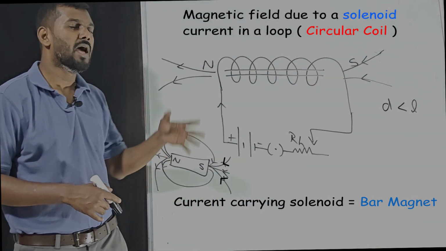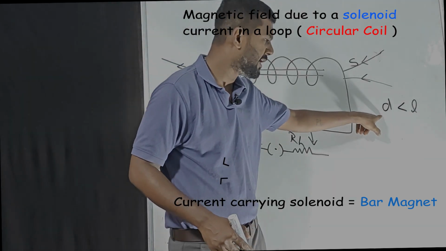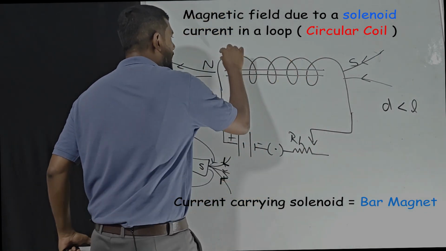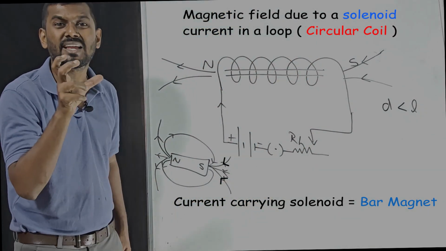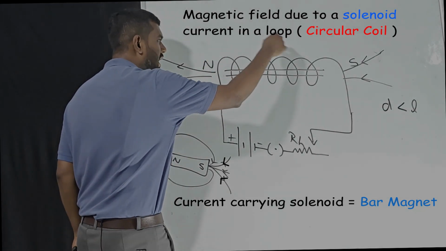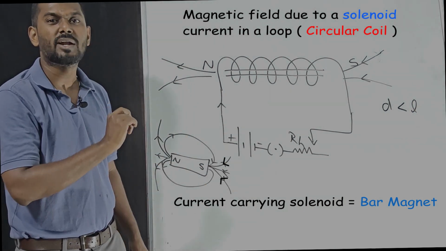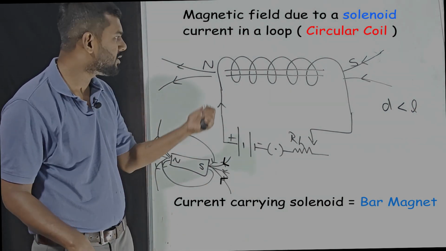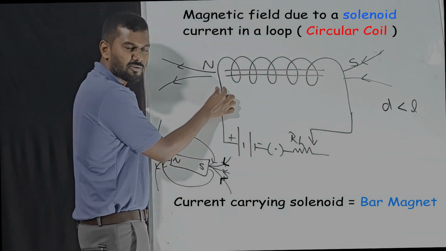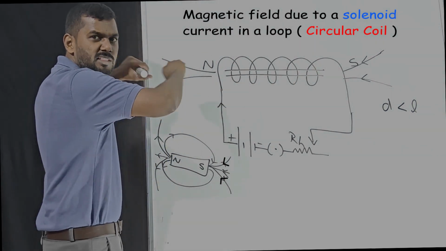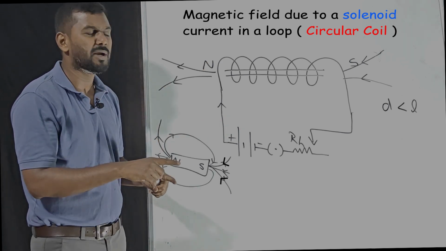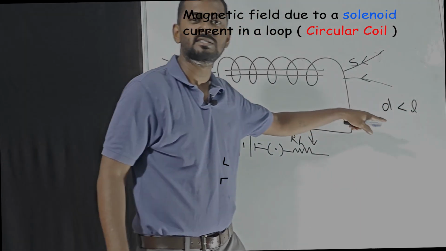And one more possible question: name a shape whose diameter is less than its length. When the length is more compared to the diameter, where diameter is nothing but the thickness of the wire, what is the name for those kinds of shapes? That is nothing but a solenoid. The length is very large compared to its thickness. If the diameter is less than its length, then it is a solenoid.